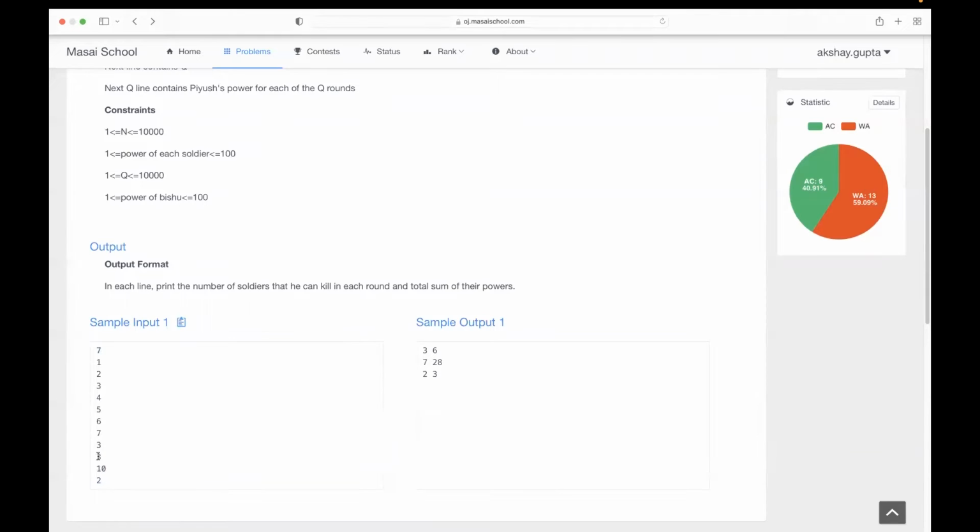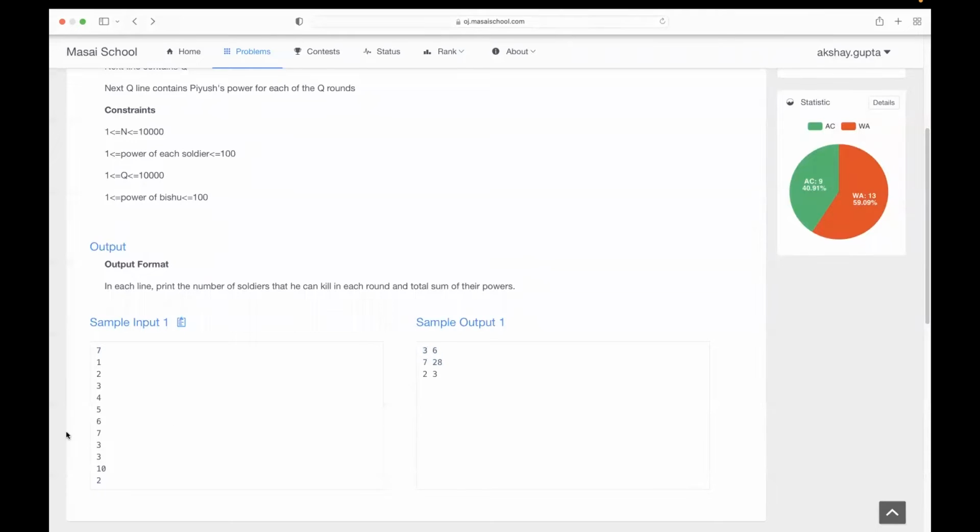Now let's calculate the answer for the first round. In the first round, the power of Piyush is 3. So Piyush can kill soldier number 1, power less than 3. Soldier number 2, power is less than or equal to 3. Soldier number 3, power is less than or equal to 3. Soldier number 4 is 4, and 4 is not less than or equal to 3, so he can't kill this person. Same with 5, 6, and 7. So in the first round, he can kill only 3 soldiers. So the answer is 3, and the sum of their powers is 3 plus 2, 5, plus 1, 6.